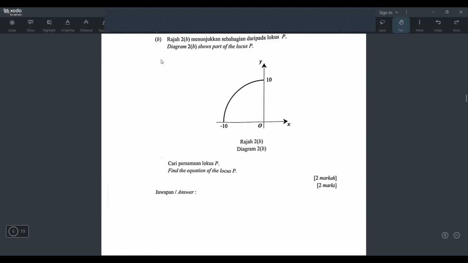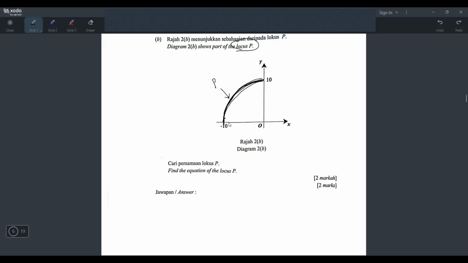Okay, let's continue with P. Diagram 2B shows part of the locus P. So P is the moving point. Locus means moving point, and they say find the equation of locus P. If you look at the diagram given here, obviously this one is P. P is here, here, here, here, and it means P is moving along this curve. But if you keep drawing this, obviously it will form a circle.